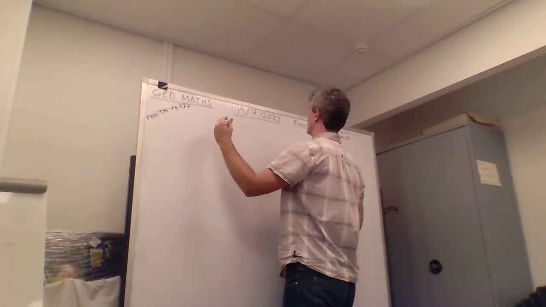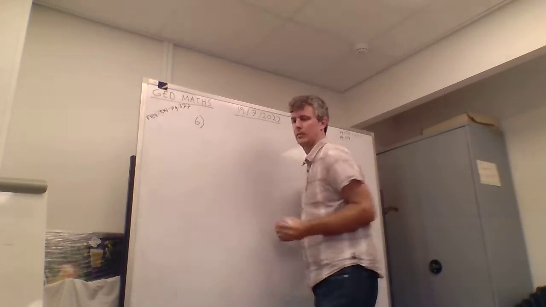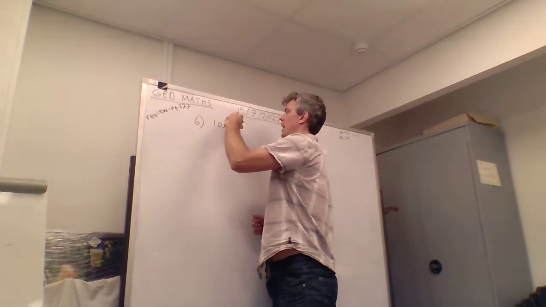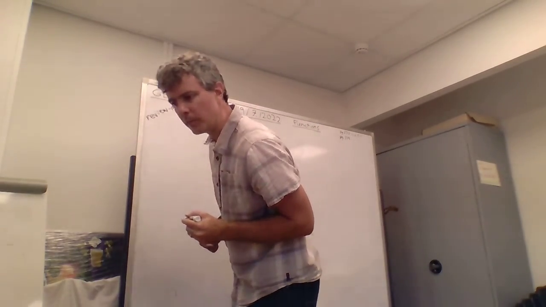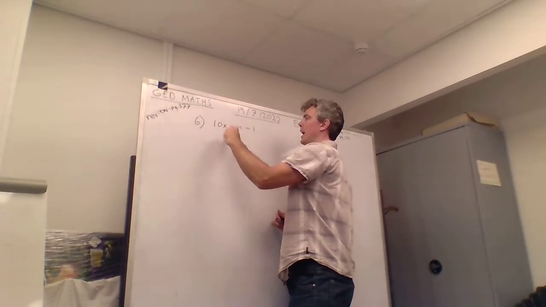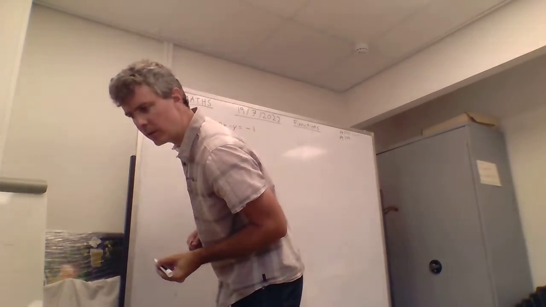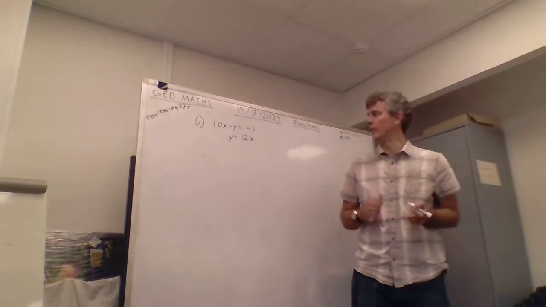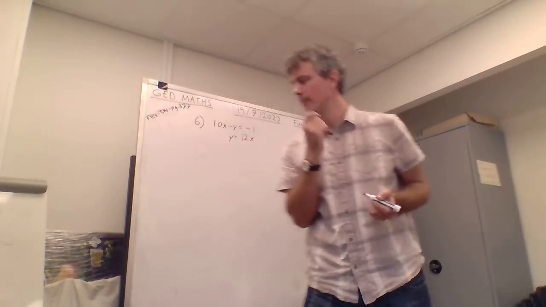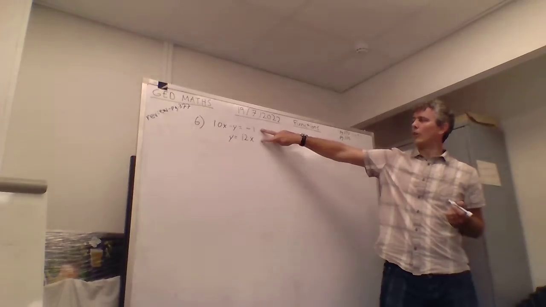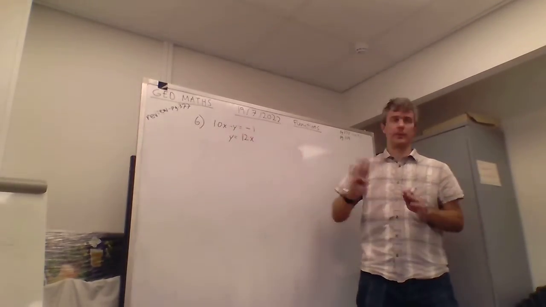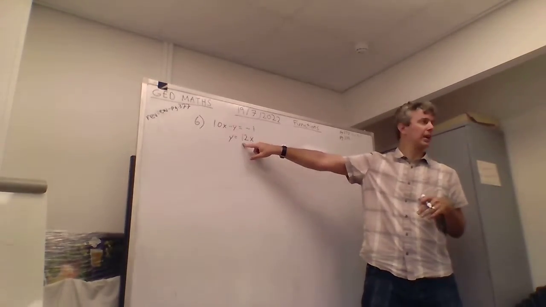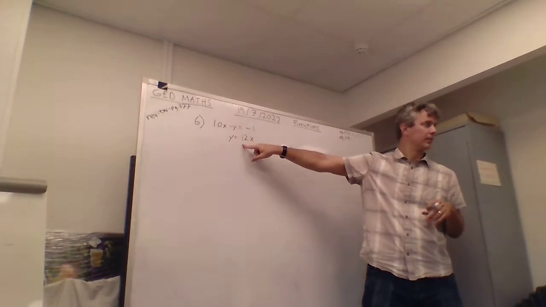Okay, so let's look at number 6. What have we got? We have 10x minus y equals minus 1. And y equals 12x. Right. And they want us to solve by substitution. So to solve by substitution, we need to find one of these variables by itself, right? Y equals something or x equals something. Unfortunately, with this one, we already start with y equals something, right?